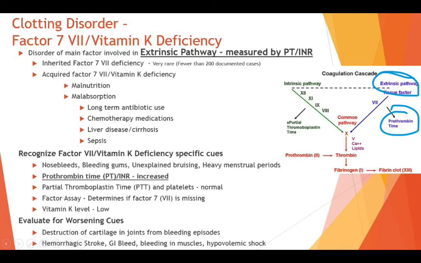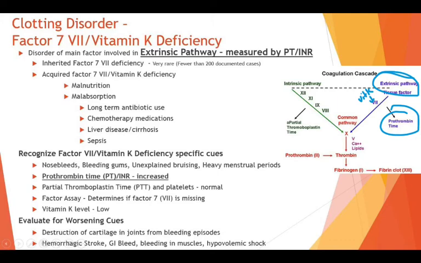This one is usually just called vitamin K deficiency because the inherited factor 7 deficiency has fewer than 200 documented cases in the world, very rare. But you can acquire factor 7 deficiency because you don't have enough vitamin K. Vitamin K is known as the clotting vitamin, and we use vitamin K to make clotting factor 7. So you need vitamin K to make the extrinsic pathway work. When you are weak on your vitamin K or you have a vitamin K deficiency, then you have problems with the extrinsic pathway.